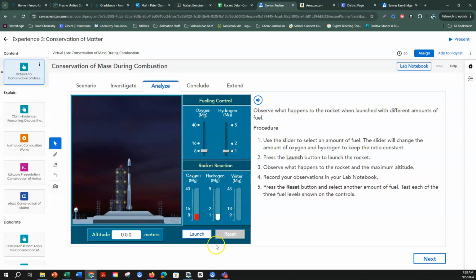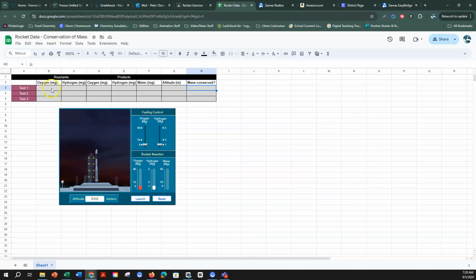So here we go with the first test, 8 parts oxygen, 1 part hydrogen. We're going to launch that. And we can see the rocket didn't go anywhere. It wasn't enough combustion to lift the mass of the rocket, so we have 0 altitude. We see that all of the oxygen was used up, and all the hydrogen was used up, and our product from that combustion is 9 parts water. So in our data, we started out with 8. We started out with 1 hydrogen. We burned all oxygen, so none left over, no hydrogen left over. We have 9 parts water.